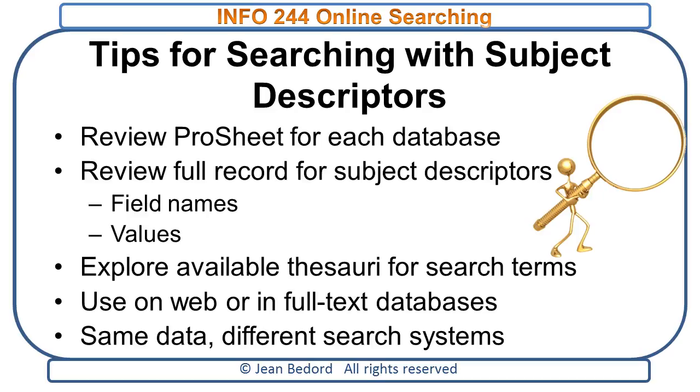So what are the best ways to utilize subject descriptors? The first step is to look at the pro sheet for each database. This lists the individual fields. A number of these will be classifications of some sort. The next step is to look at a full record related to your topic. Look for the subject descriptors at the bottom of the record to get a sense of the fields and the values that you can use for searching.